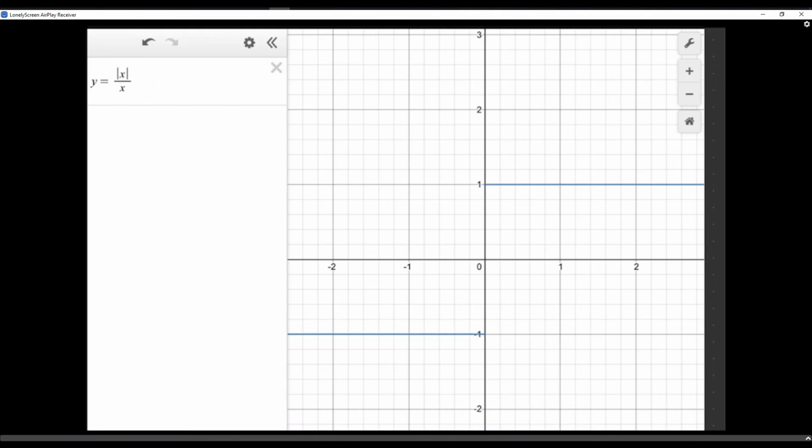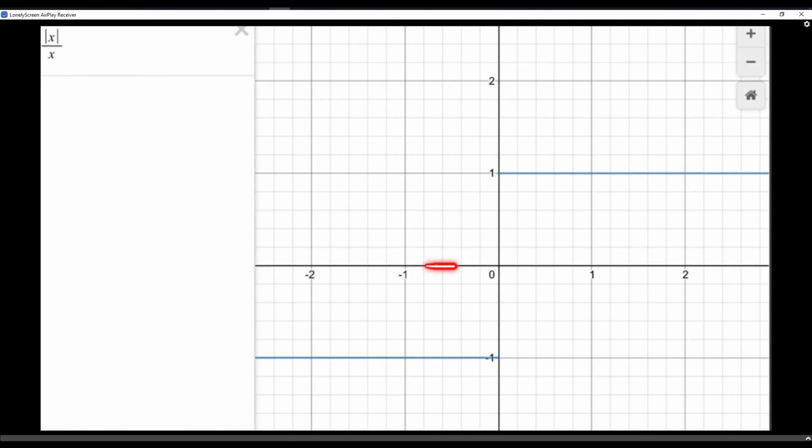Here we have the graph of the function absolute value of x divided by x, and it confirms our results. We see that as x approaching 0 from the left hand side, the function approaches the value of negative 1, that is, the limit as x approaching 0 from the left hand side of the function is equal to negative 1. And when x approaching 0 from the right hand side, the function approaches positive 1.